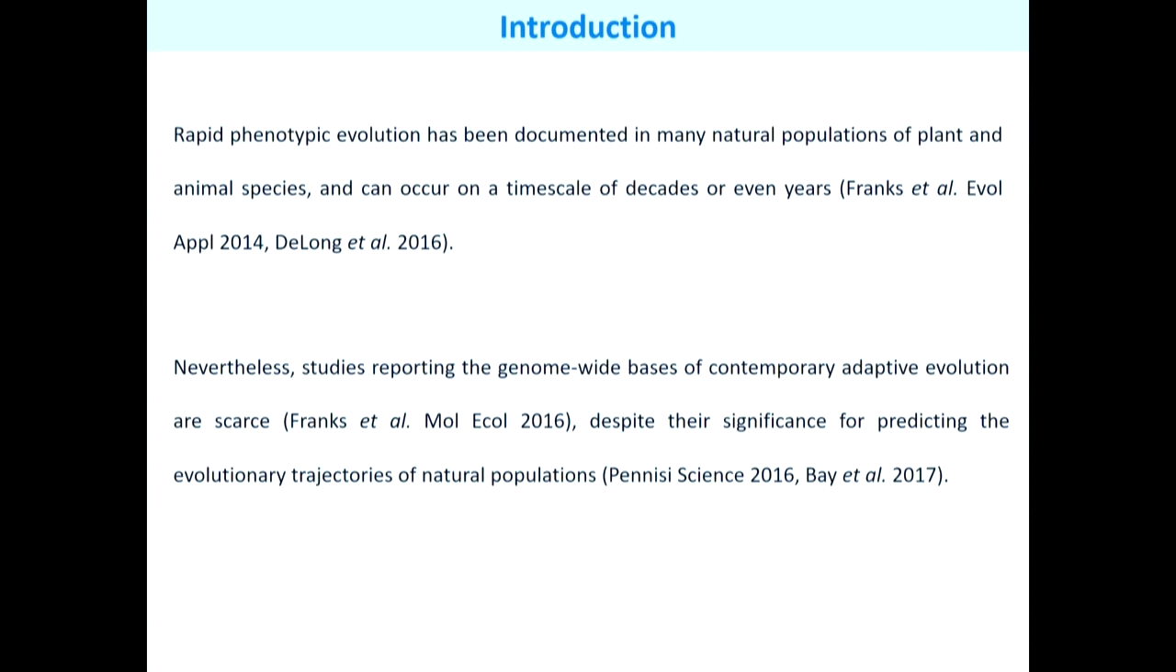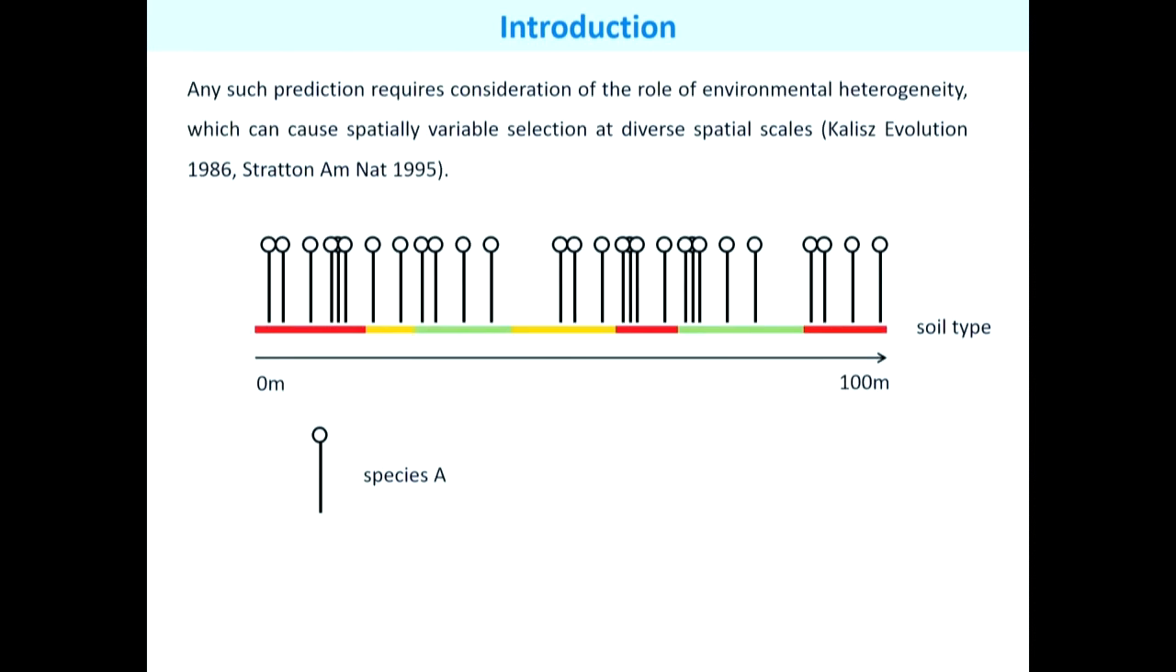But actually there are not so many studies reporting the genetic basis, across genomes, associated with this contemporary adaptive evolution. And if we want to predict this contemporary evolution, we also need to take into account the role of variability at the macro scale. This is especially true for plants because plants cannot move.